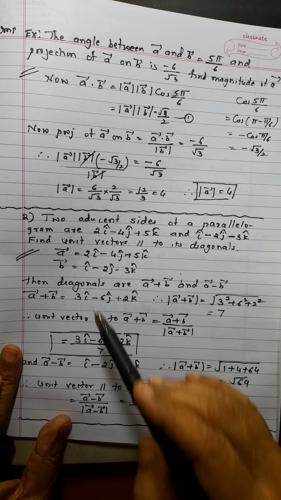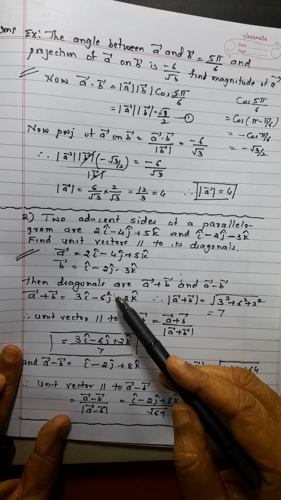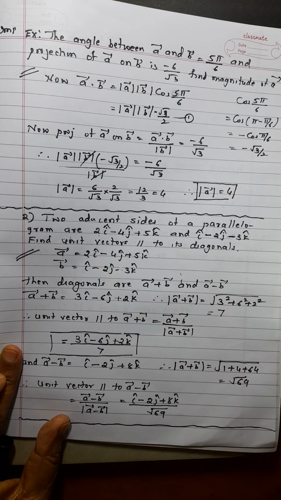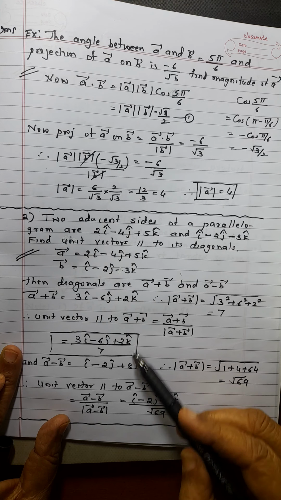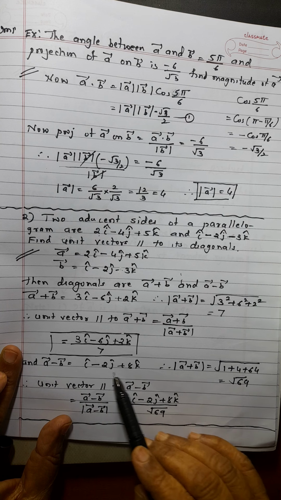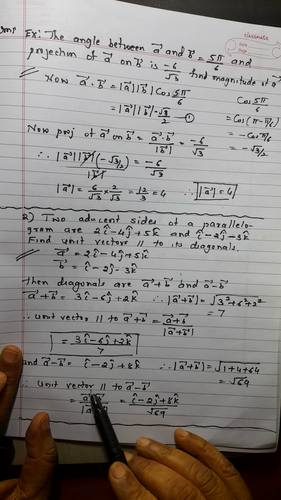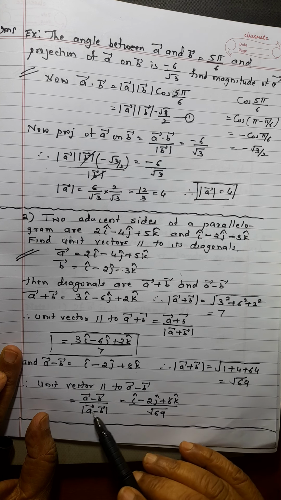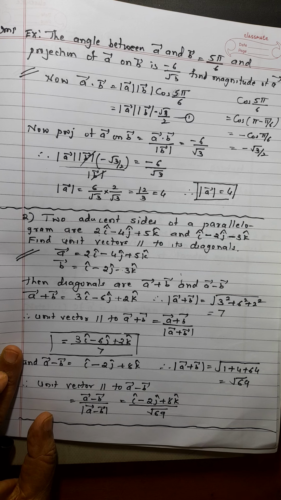A minus B is this minus this. I will get i, this minus 2j, and this minus this will be 8k. So its modulus will be root of 1 square plus 2 square plus 8 square, so root 69. So the unit vector parallel to A minus B is A minus B divided by modulus of A minus B. Substitute here. This is your answer.